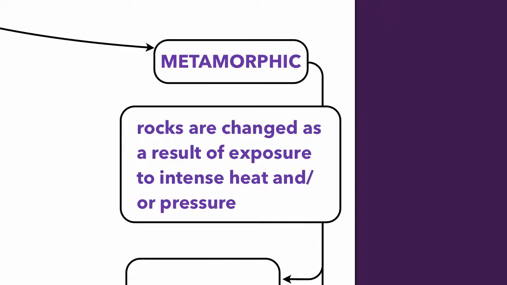Igneous form from cooling and solidified magma. Sedimentary form from compacted and cemented sediments. And now our metamorphic rocks, these are ones that are going to undergo some sort of change, a metamorphosis. And what drives that change is exposure to heat, really intense heat, or pressure, intense pressure. So metamorphic rocks are rocks that are changed as a result of exposure to intense heat and or pressure.